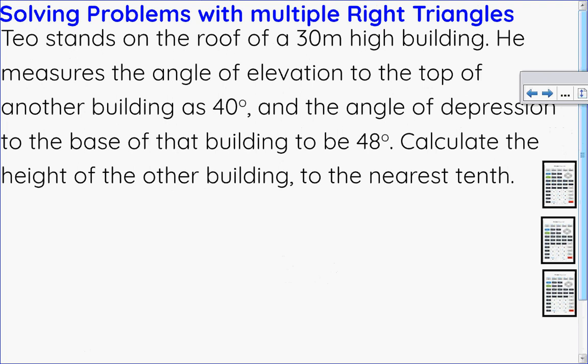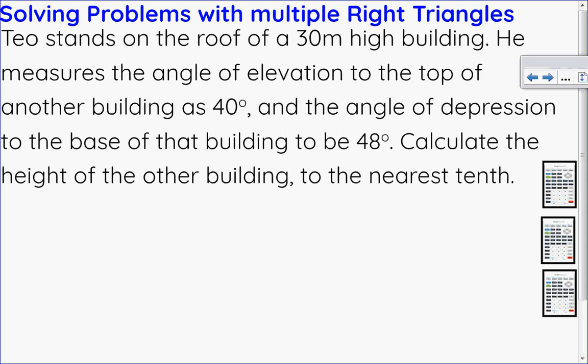In this video, we are going to look at another question on how to solve problems with multiple right triangles. So in this question here, we have Teo standing on the roof of a 30-meter high building. He measures the angle of elevation up to the top of another building to be 40 degrees, and the angle of depression down to the base of that building to be 48. We want to calculate the height of the other building.